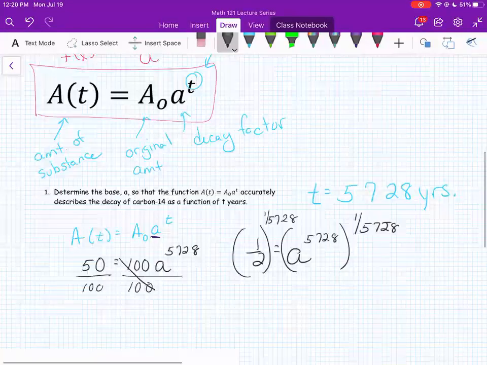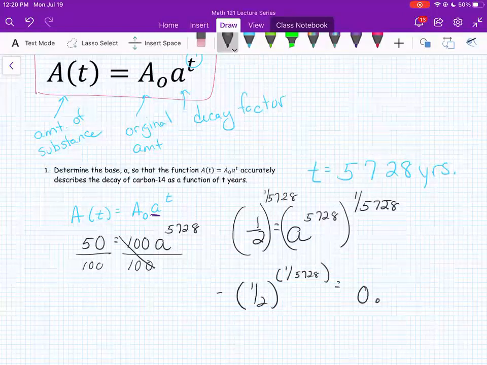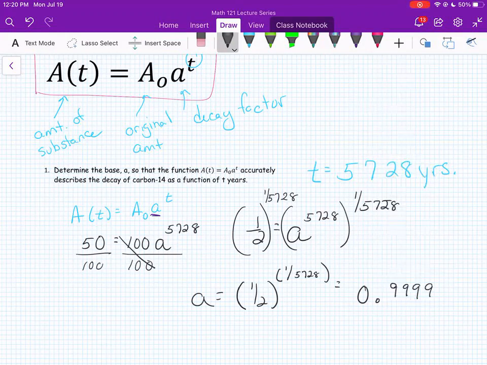So what you can do is plug into your calculator, in parentheses, 1/2 raised to the 1 over 5,728th power. And what you will find is that a is equal to 0.9999 if you round off. That is our a value. We can then plug that back into our equation to determine the amount of substance that would be left after a given time.